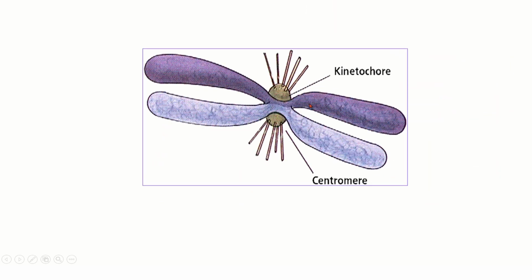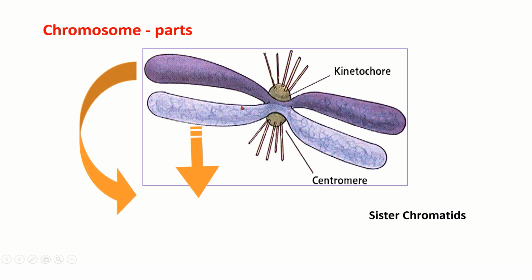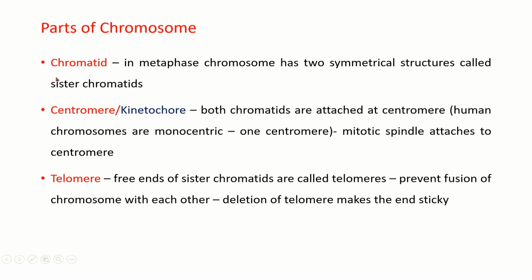So this is the centromere or kinetochore. You can see the spindle being attached here. These are the sister chromatids. Parts of a chromosome: chromatid. In metaphase, the chromosome has two symmetrical structures called sister chromatids, joined at the centromere or kinetochore. Both chromatids are attached at the centromere. Human chromosomes are monocentric, with only one centromere. The mitotic spindle attaches to the centromere.